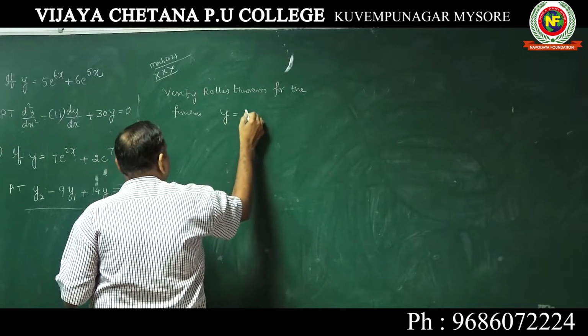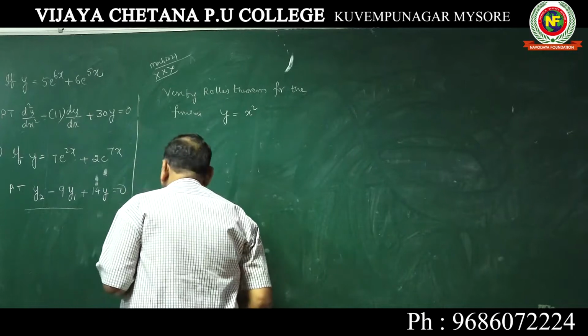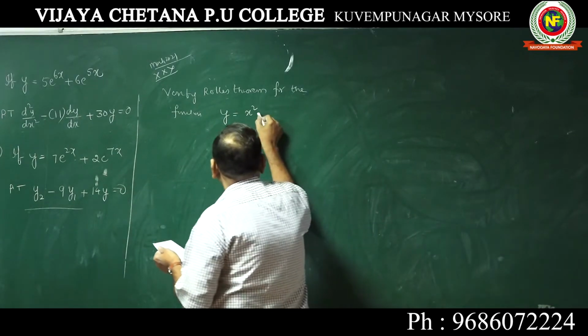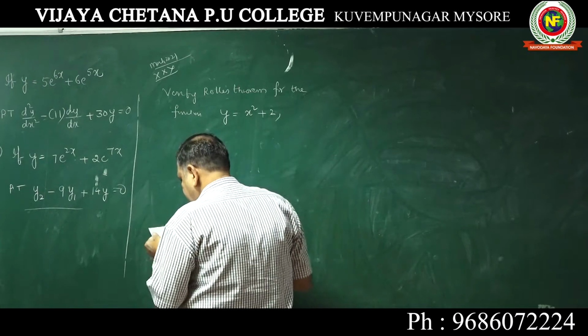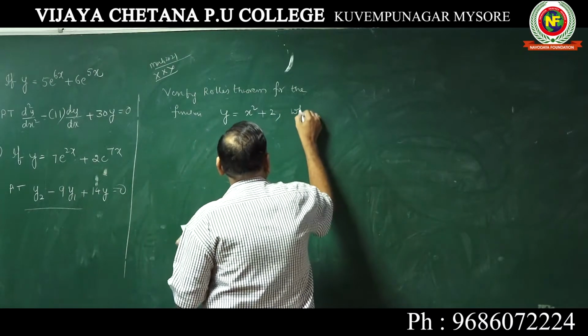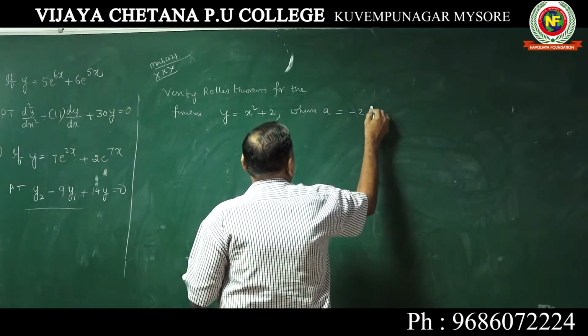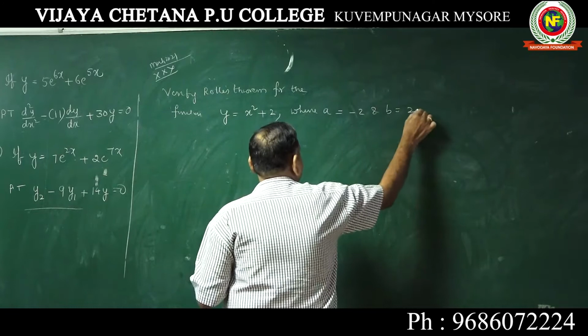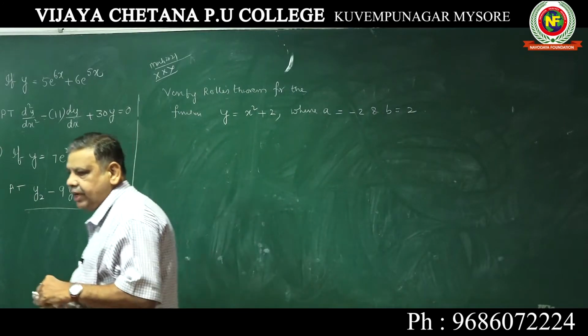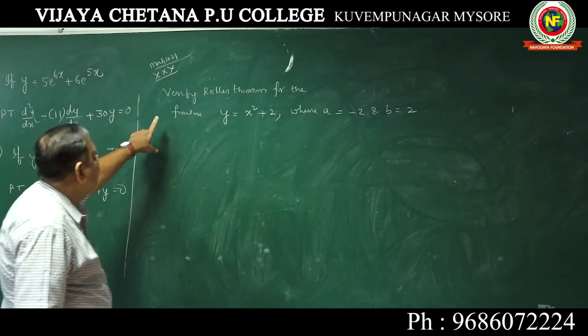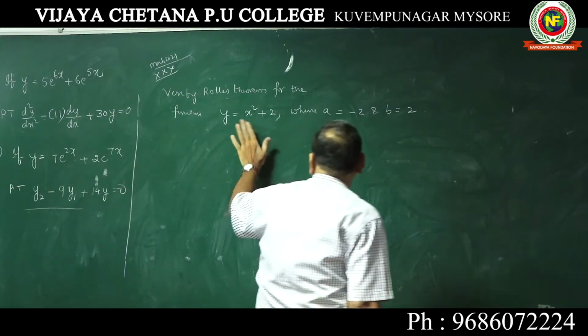y is equal to x squared plus 2, where a is minus 2 and b is plus 2. See, y is a function of x. You can give it as f(x), or you can give it as y. A very important problem. You have to prove it. Verify Rolle's theorem for the function y, that is, f(x).